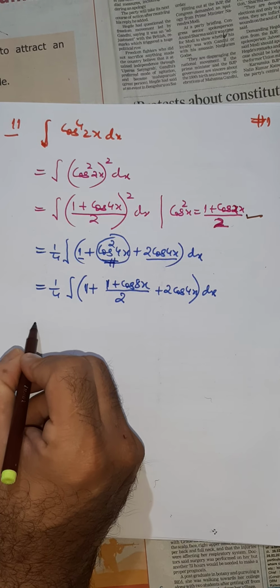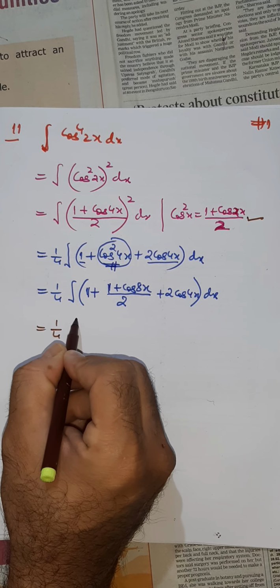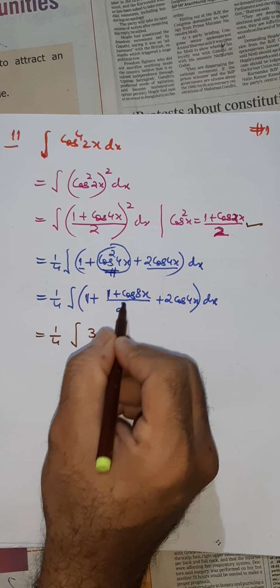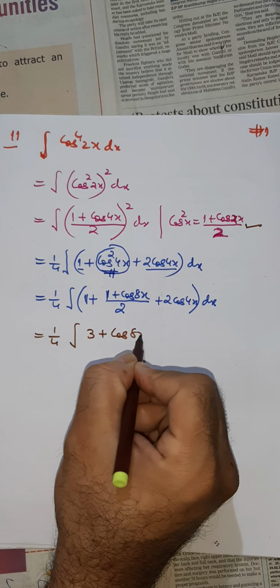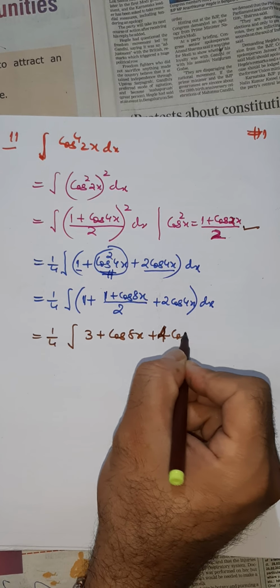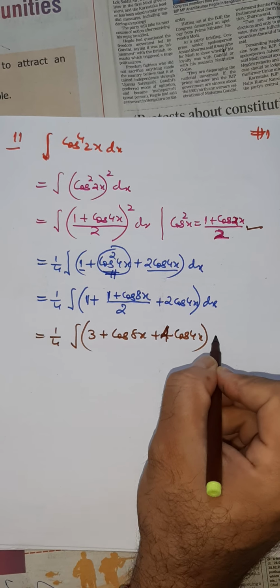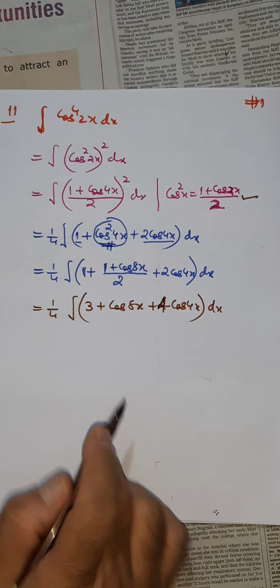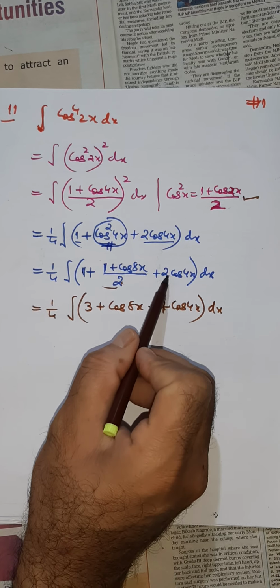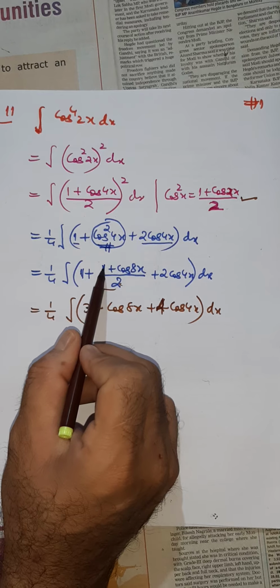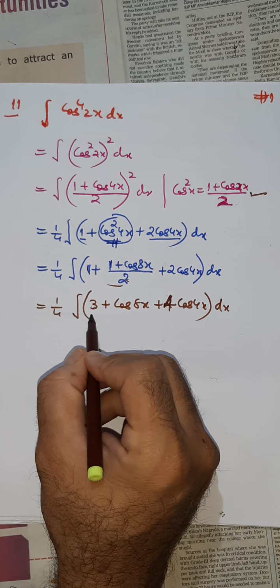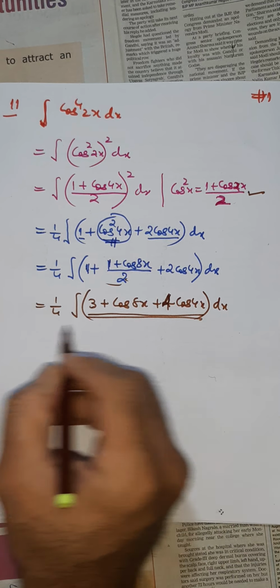Now I'll take just LCM. 1 upon 4 as it is here. If I take LCM, 2 plus 1, 3 cosine 8x plus twice cosine 2 into 2, 4. Sorry, 4 cosine 4x. What I did? Taking 2 as the LCM. So here 2 plus 1, 3. This 2 will also go here. 4. 2 plus 1, 3 and cos 4, cos 8x. Now each of this can be integrated very easily, you know.